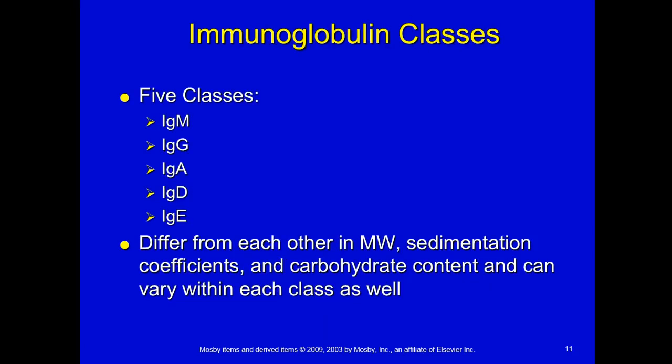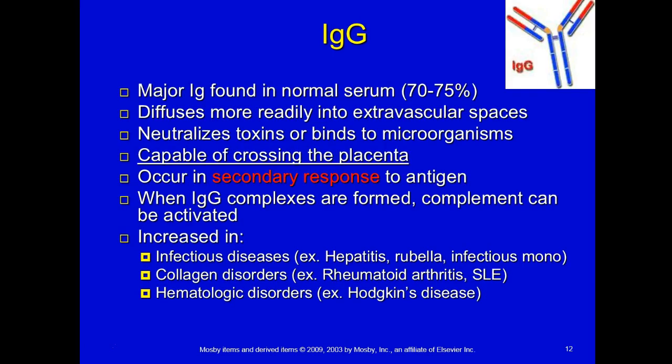So let's look at each of these. You're going to be responsible for differentiating them. We've got 5 classes: IgM, IgG, IgA, IgD, and IgE. These differ from each other in molecular weight, sedimentation coefficients, and carbohydrate content. And they have different classes within them as well sometimes, especially this first one.